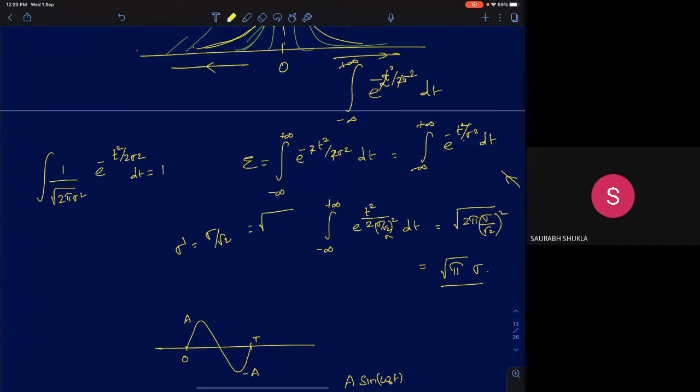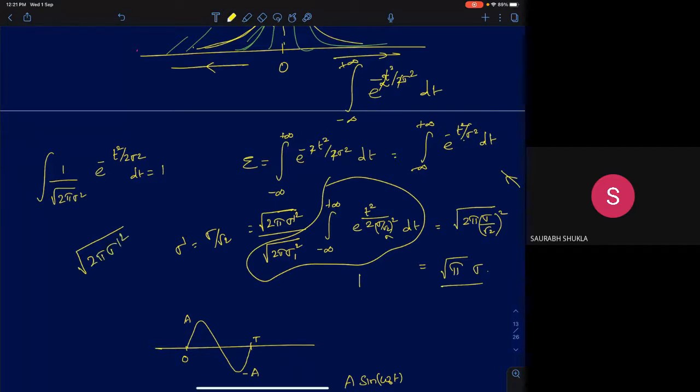by root of 2 pi sigma dash square divided by root of 2 pi sigma dash square. Now the value of this integral is 1. When you multiply it by 1 by root of 2 pi sigma square, you get 1. So the value of this energy is going to be root of 2 pi sigma dash square. Now sigma dash is sigma by root 2. So you substitute it, you will simply get root of pi into sigma. So this is the energy of a Gaussian pulse.